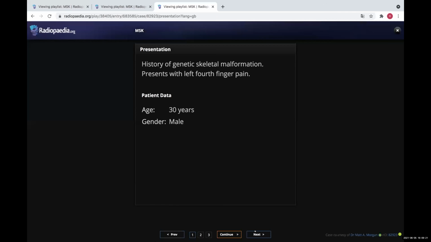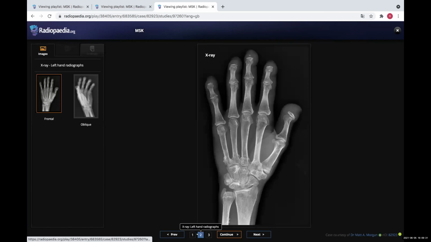Well, there is a history of multiple genetic skeletal malformations in a 30-year-old female, and I will continue with this plain film X-ray. Also spot diagnosis. Okay. There is acro-osteolysis. Good. And there is some resorption of the tuft of the fingers also. Okay, lovely. So what is the differential diagnosis of acro-osteolysis?